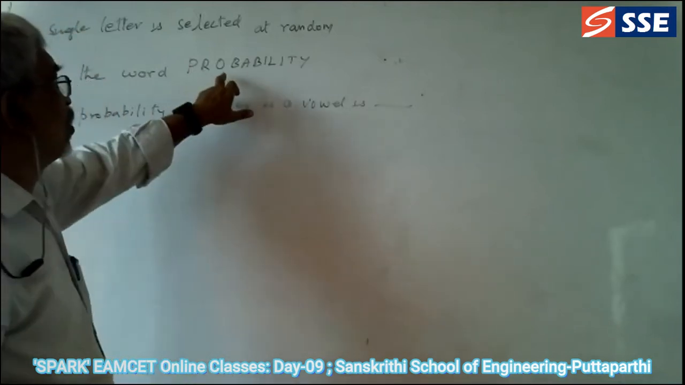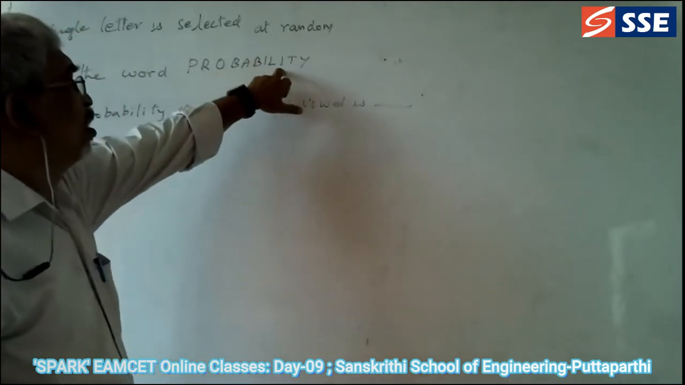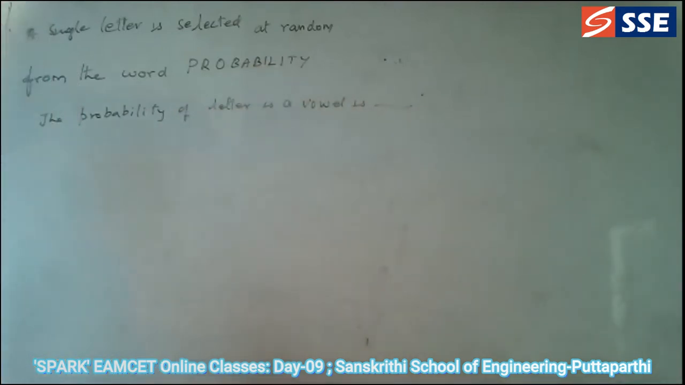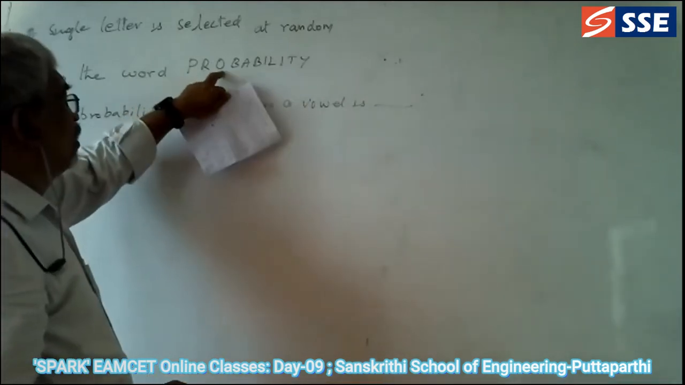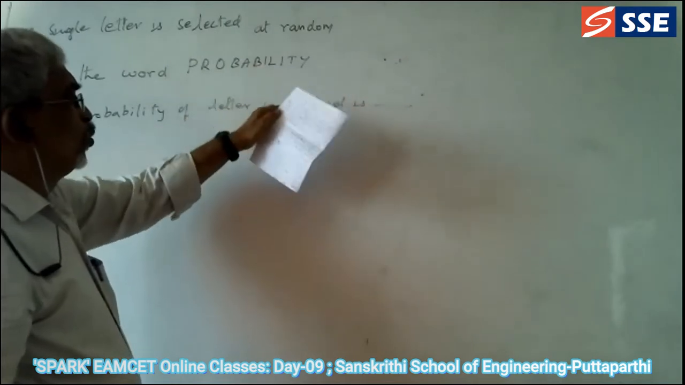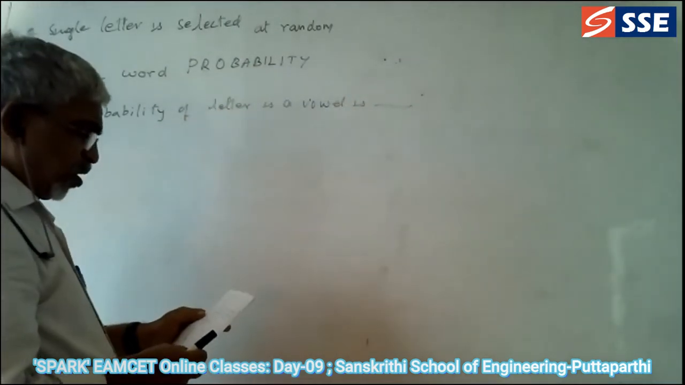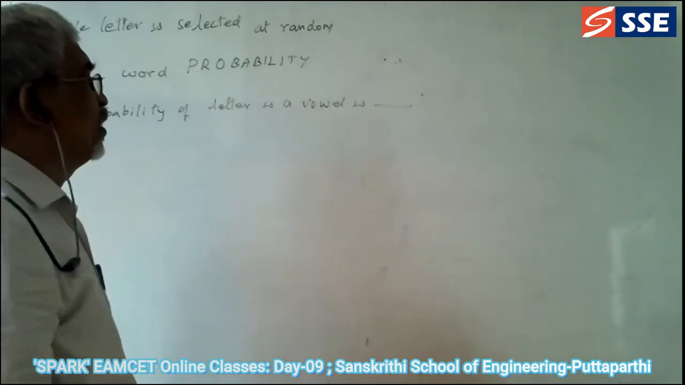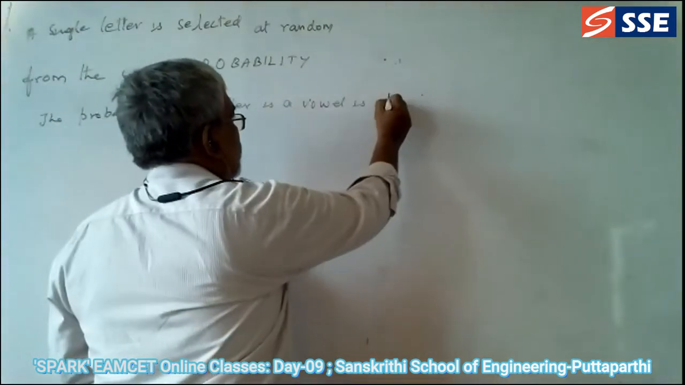So 4 letters are there. 1, 2, 3, 4. So 4 are vowels. Because 1 out of 1 you will get 1, this is also 1, and out of 2 you will get 1. So it is 4C1 by 11C1. So in total it is 4 by 11 is the answer.